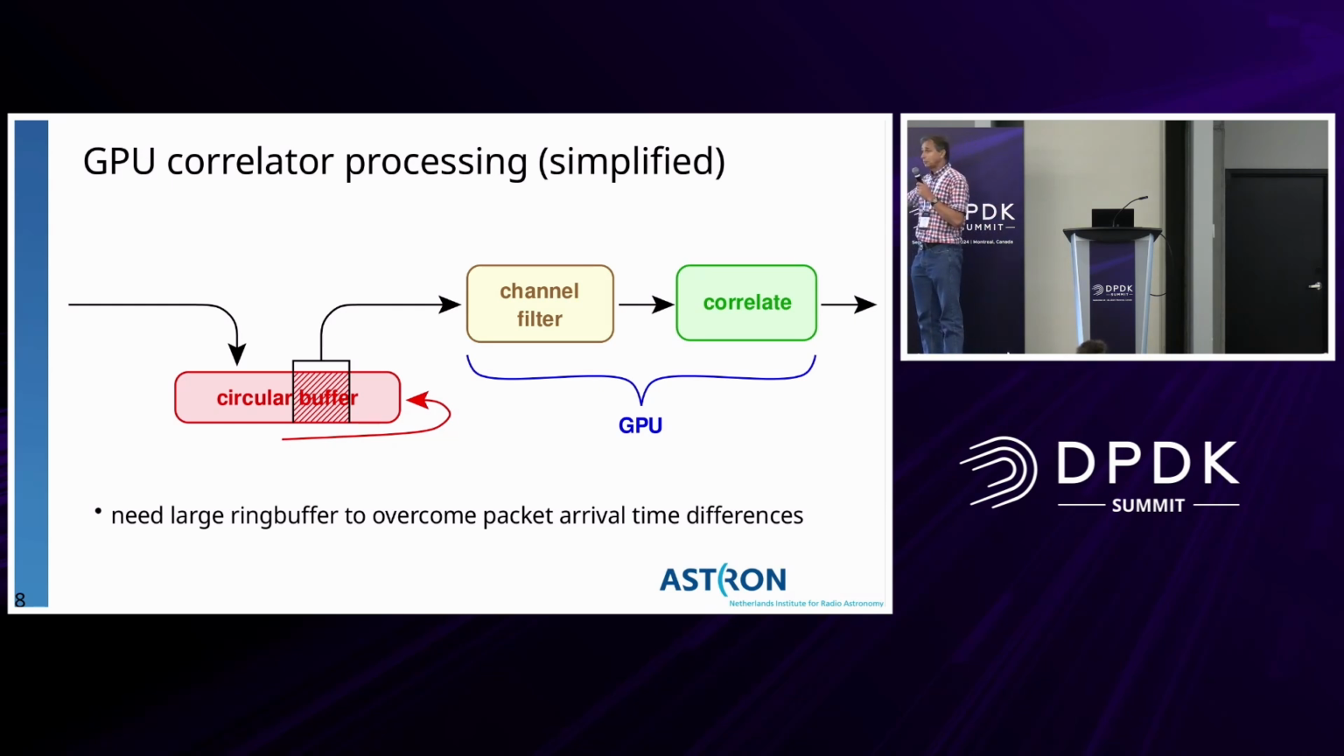Then we process the data in blocks, and a block of data is then transferred to the GPU that does some other filtering and correlations. At least these are the most important tasks. So the circular buffer is just overwritten continuously, and this is a real-time process, so the data must be consumed from the circular buffer before it's overwritten again.